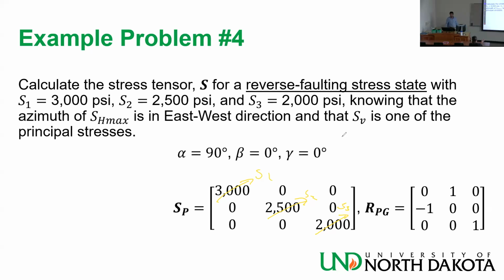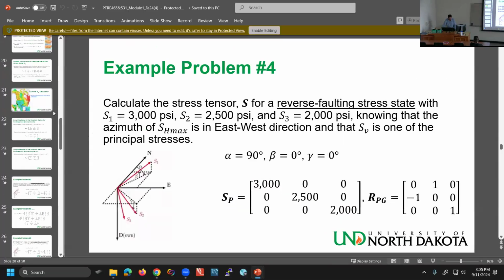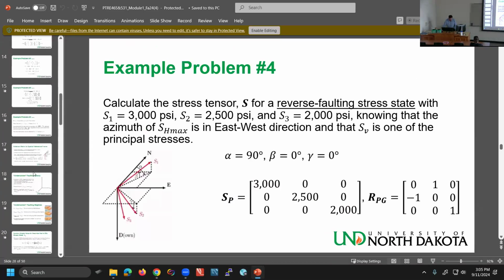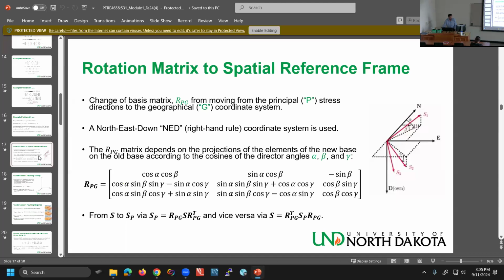The Euler matrix is in the slides before. Let me find it. Euler matrix is this one. You see it's complicated, but you have different values, alpha, beta, gamma, for every stress regime. And it simplifies it.